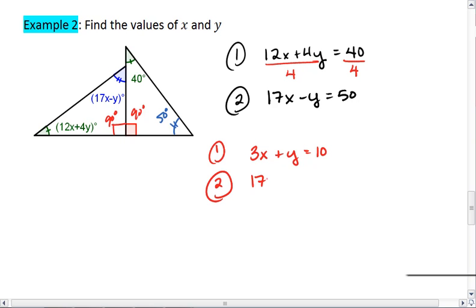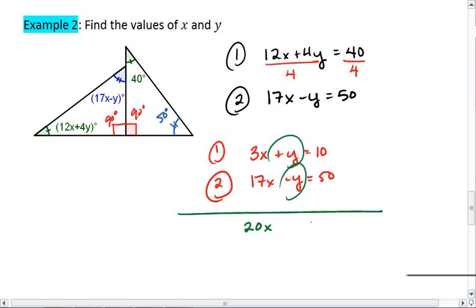I'm going to leave the second equation how it is, because what I end up with is a positive y and a negative y, which, when I add the equations, will cancel. Thus I get 3x plus 17x, which is 20x, equals 10 plus 50, which is 60. I can solve for x and find that x is 3.